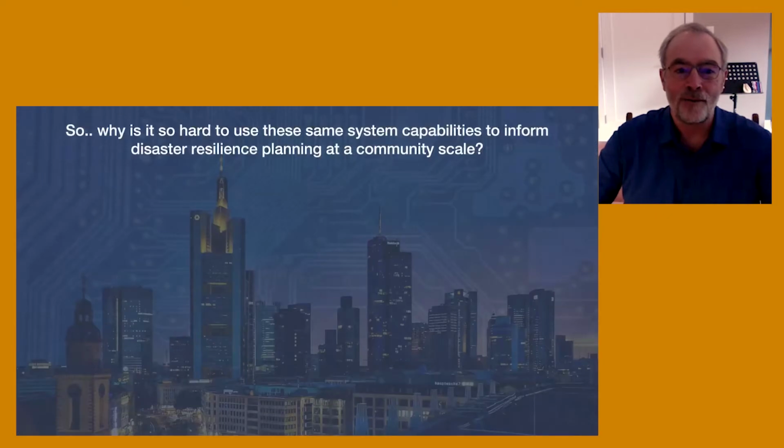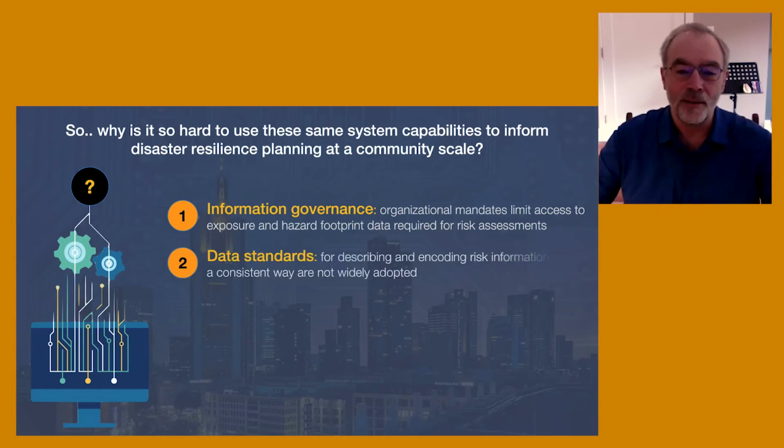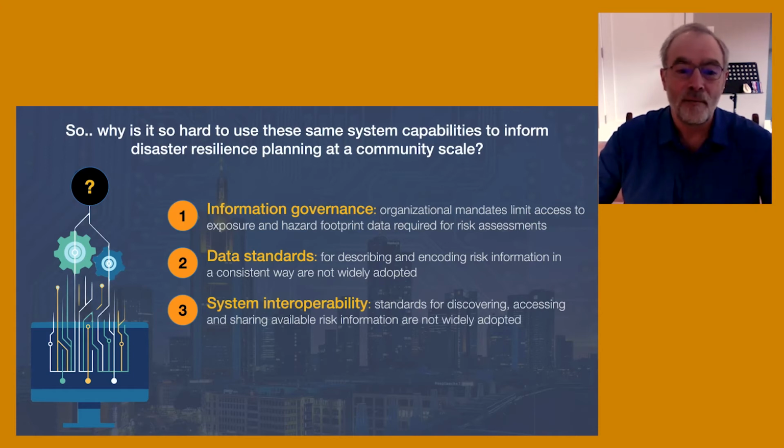So why is it so hard for us to use these same system capabilities to inform disaster resilience planning at a community scale? Over the last three URBC sessions that we've hosted, you've identified many of the breakpoints for bringing information in support of disaster risk reduction. It's partially information governance, organizational mandates that limit access to information. It's inconsistent data format, and how we describe risk information makes it really difficult to share information across different disciplines. We have a real challenge right now in being able to share information across different systems of data.